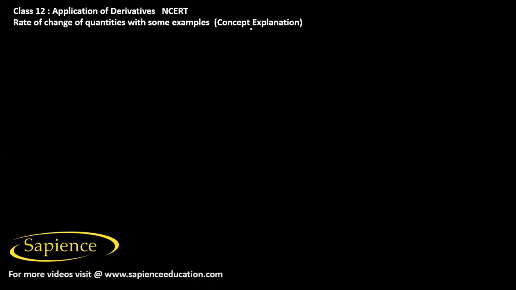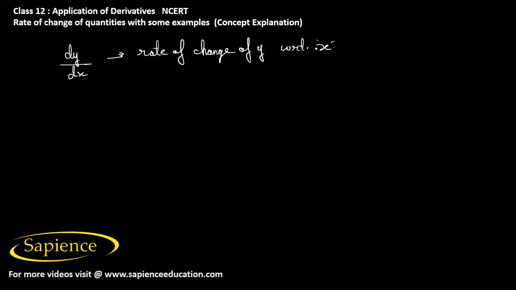So here we shall explain the concept of how dy by dx can be explained as the rate of change of some quantities with some examples. So when we say dy by dx, this implies the rate of change of y with respect to x.